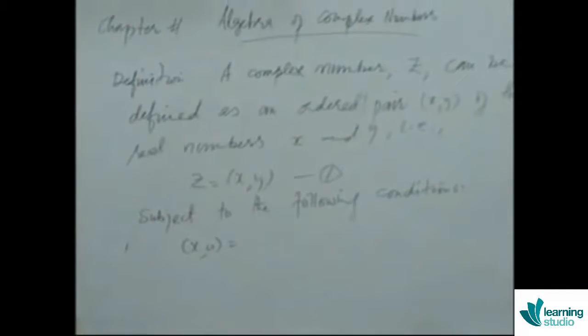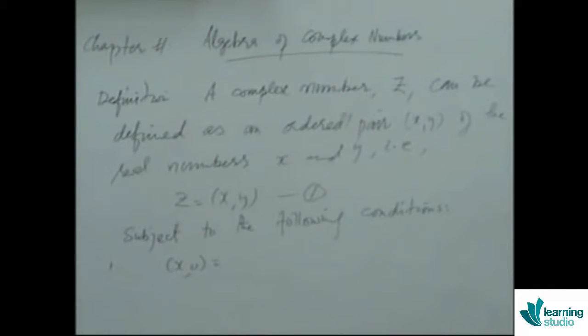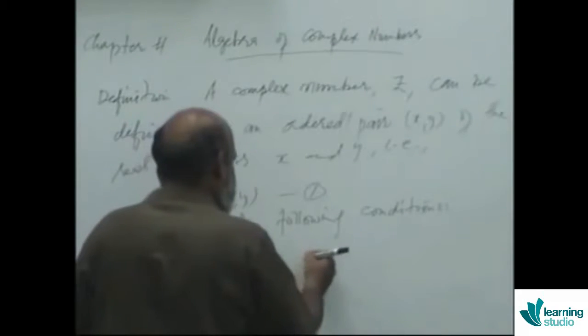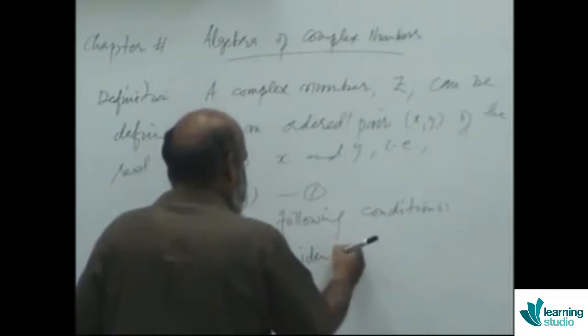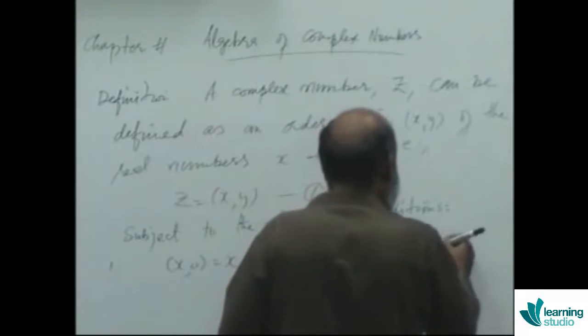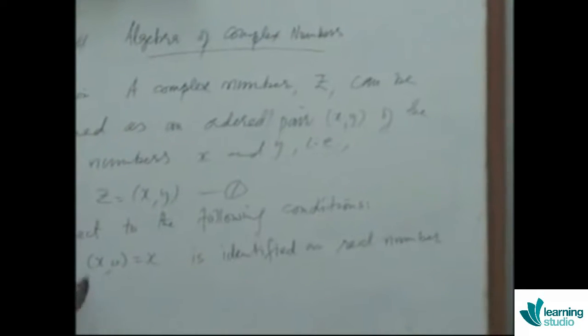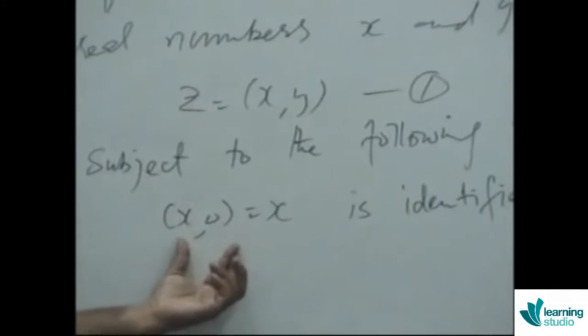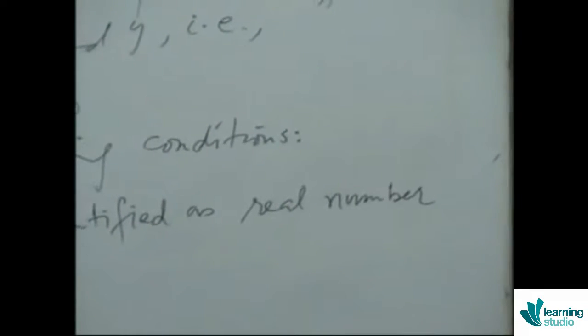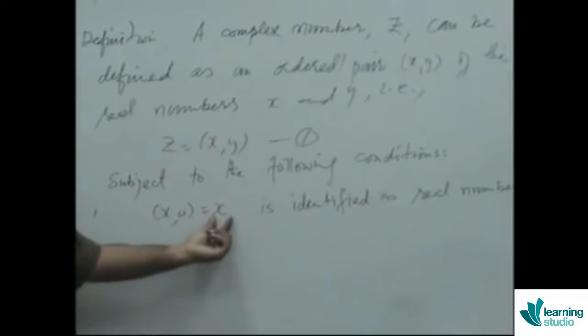X0, this ordered pair (x, 0) will be considered as a real number. That is, this is equal to x. That is, it is identified as a real number. So whenever we meet this type of ordered pair in which the second component is 0, it is considered to be a real number x.